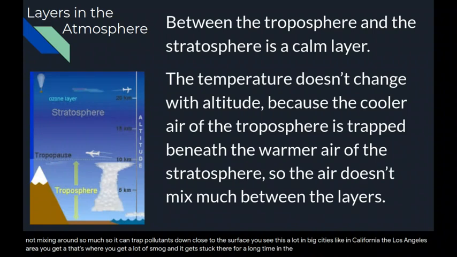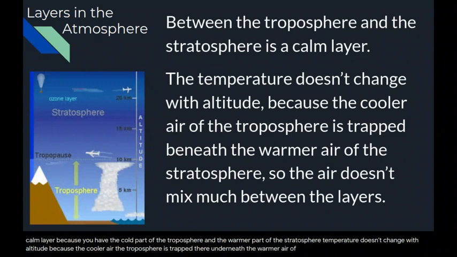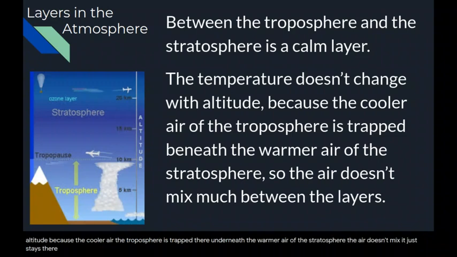Between the troposphere and the stratosphere is a really calm layer because you have the cold part of the troposphere and the warmer part of the stratosphere. Temperature doesn't change with altitude because the cooler air of the troposphere is trapped there underneath the warmer air of the stratosphere. The air doesn't mix. It just stays there between the layers. It doesn't mix much.